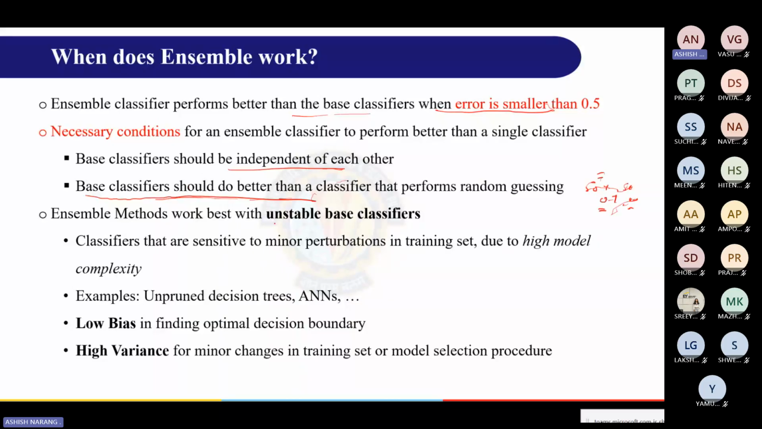Ensemble methods work best with unstable base classifiers. These are classifiers that are sensitive to minor perturbations in the training dataset due to high model complexity. Unpruned decision trees and artificial neural networks make the model very complex, and if you change the dataset a bit, maybe it will not work. They have low bias in finding the optimal decision boundary but high variance for minor changes in the training dataset, and that is where ensembles will work.